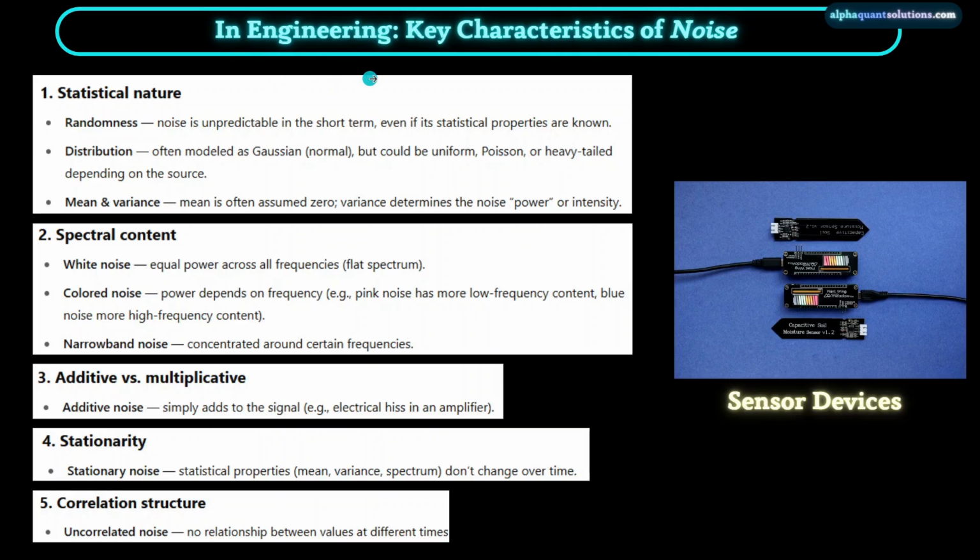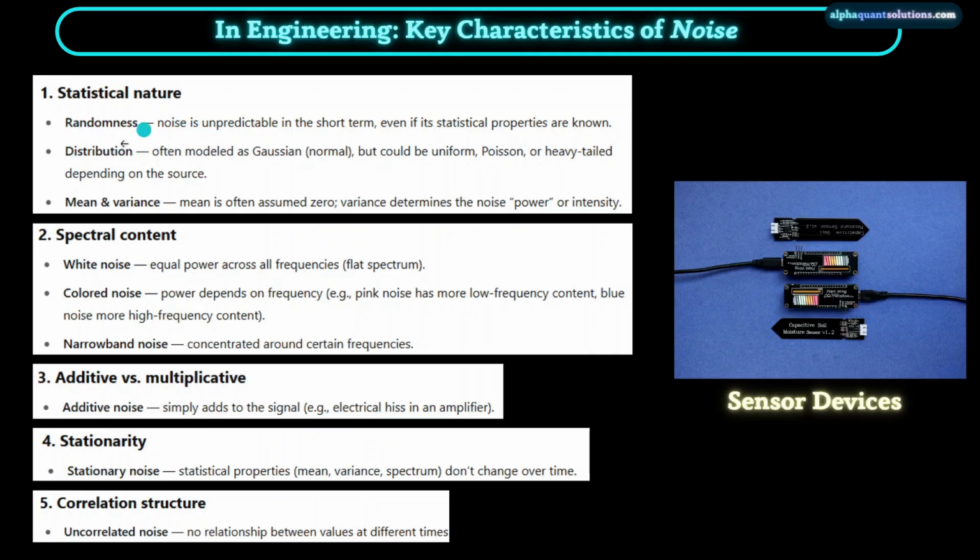Now, in engineering, let's summarize the key characteristics of noise. And on the right, you can see a picture showing some sensor devices. These characteristics we will group in 5 ensembles. The first ensemble is about the statistical nature of noise. We will characterize it here as randomness. This means that the noise is unpredictable in the short term, even if its statistical properties are known. Another word for randomness here is stochasticity. So it means that the noise is not deterministic.